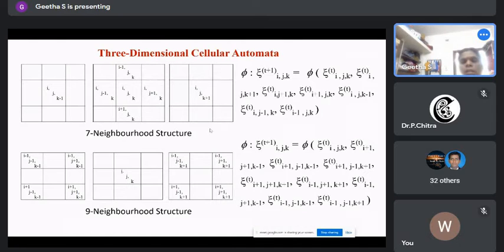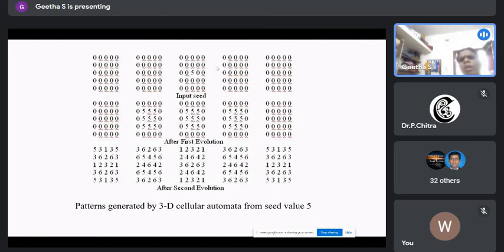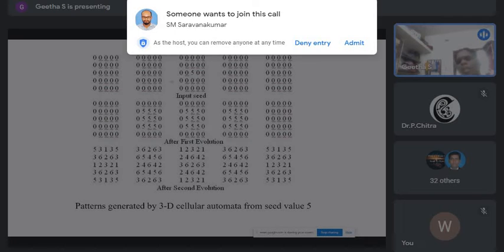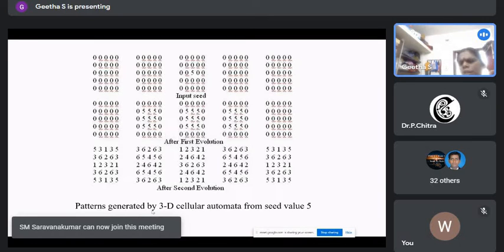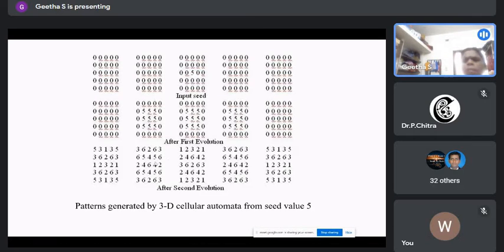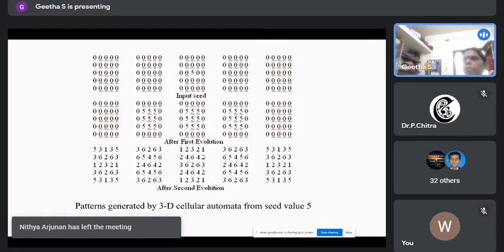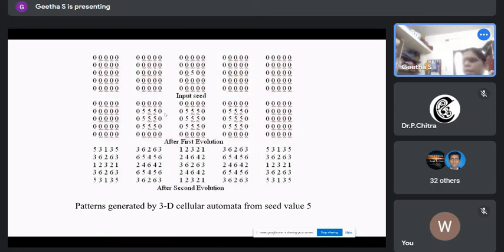Okay. So this is the pattern. First of all, the central value is 5. It is a given input. So first evaluation and then second evaluation. The pattern generated by 3D cellular automata from seed value 5 automatically changes. Now you have to apply it to the previous pattern. For any other pattern, you have to apply the 7 neighborhood pattern, or you have to apply it for the 9 neighborhood structures. After that, the given pattern is generated.